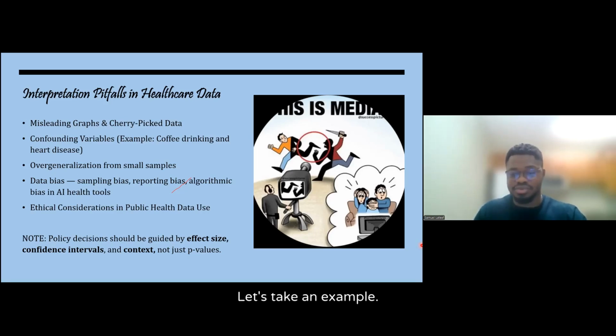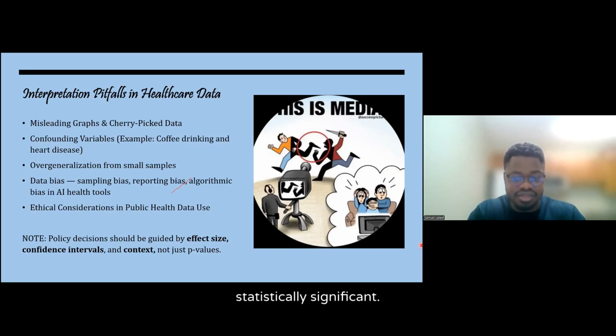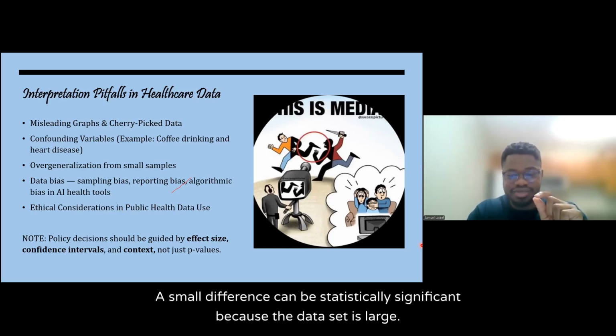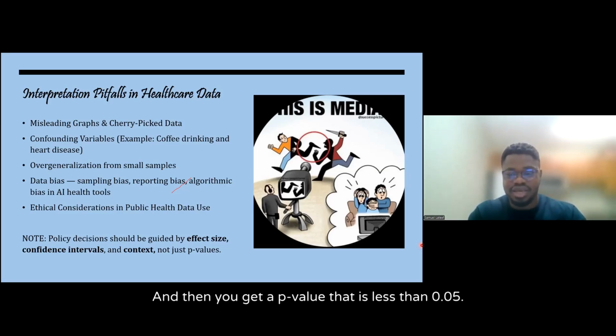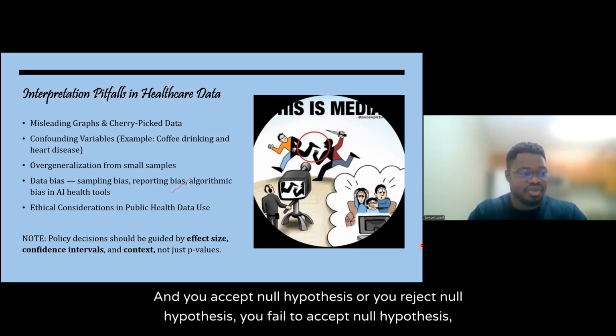Let's take an example. If there's a very huge data set that runs into millions, a tiny trivial effect can become statistically significant. A small difference can be statistically significant because the data set is large. And then you get a p-value that is less than 0.05. And then you go on to say that the probability that the difference you are seeing is due to chance is less than 0.05. Hence, you reject the null hypothesis or you fail to accept the null hypothesis, whatever the case may be.